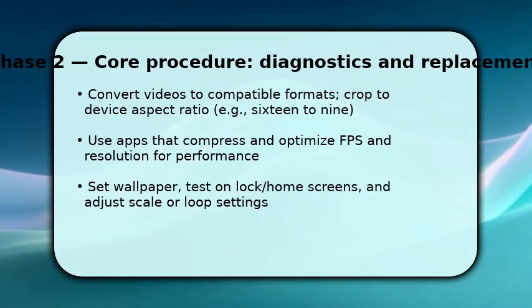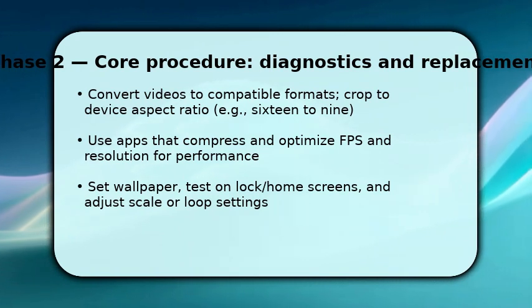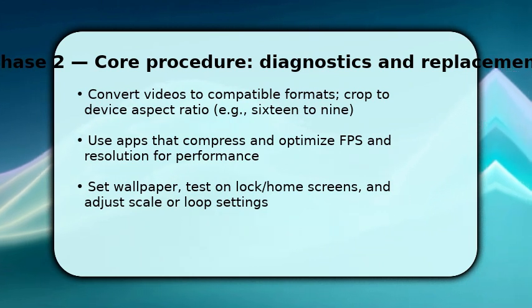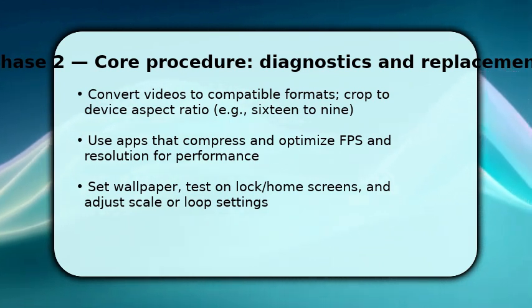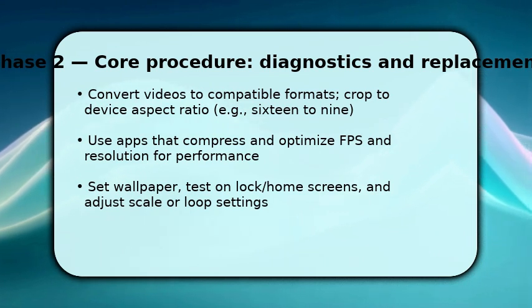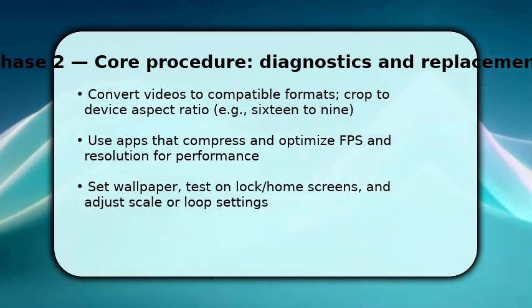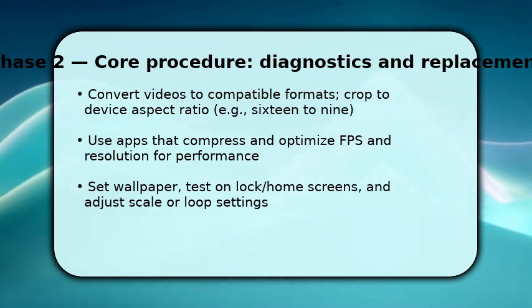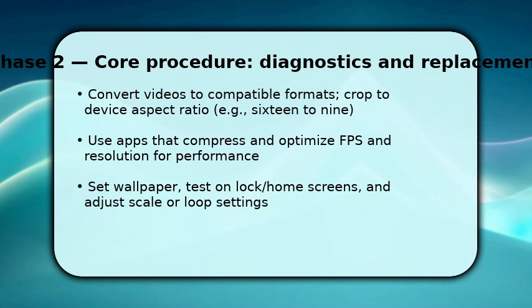You'll convert and optimize before installing, because directly using raw files often causes stutter. Convert videos to a compatible format and crop to your screen's aspect ratio, for example 16:9, to prevent stretching. Then use an app that compresses intelligently and adjusts frames per second so animations stay smooth. This reduces CPU load and battery use.